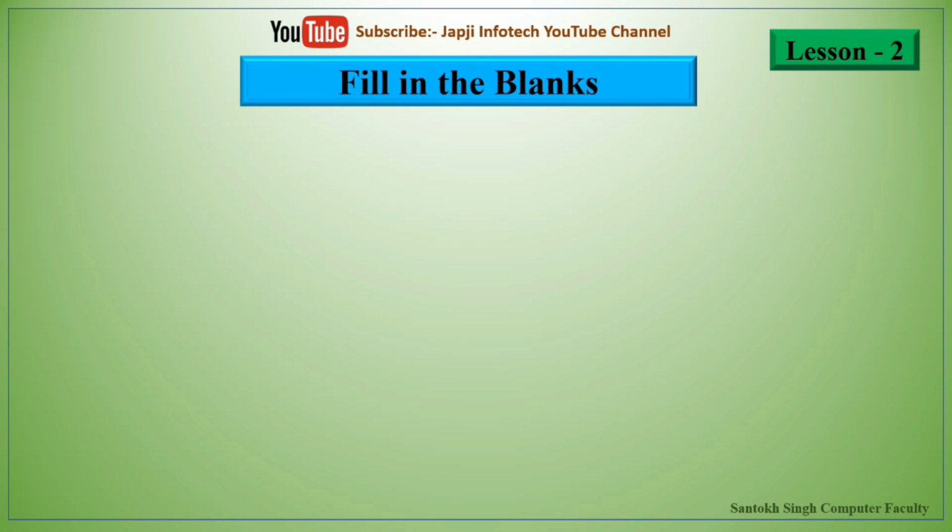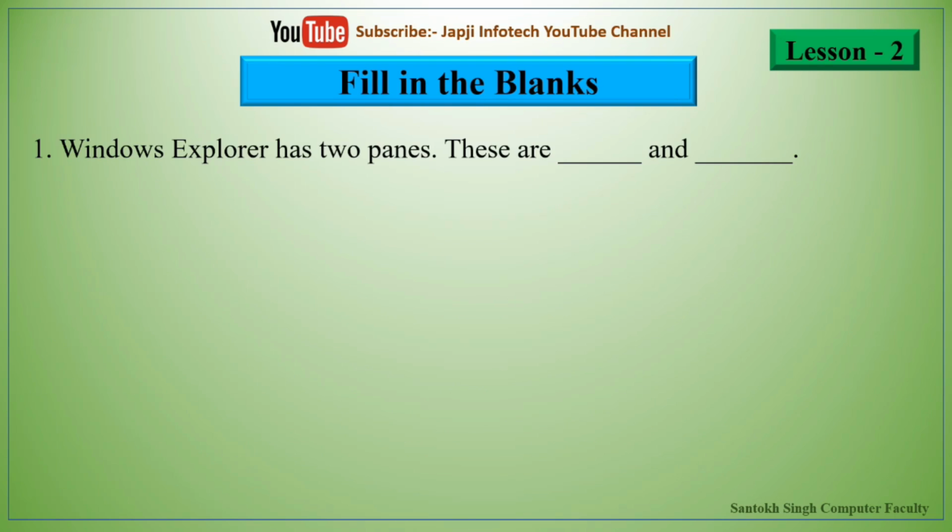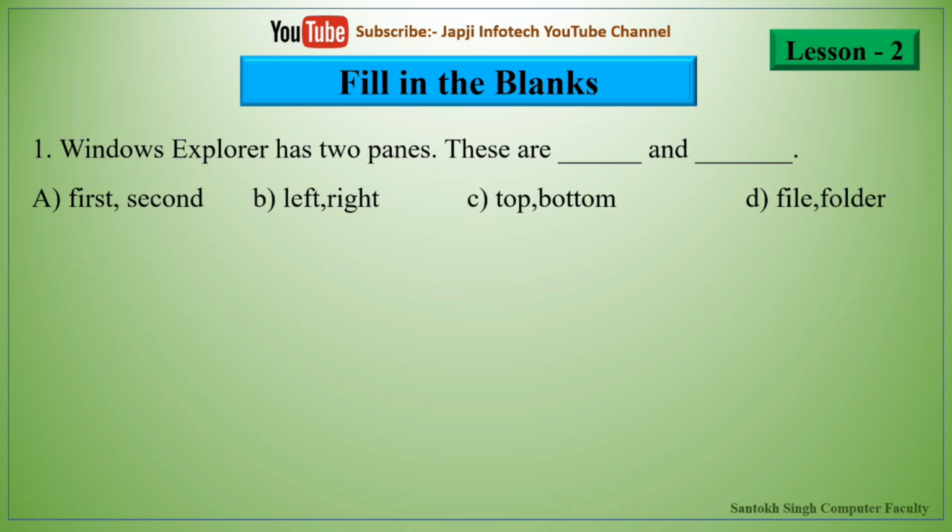So now we will learn about the fill in the blanks of lesson 2. Our first fill in the blank is: Window Explorer has 2 panes. These are dash and dash. The options are first, second, left, right, top, bottom, file or folder. So our right answer is: Window Explorer has 2 panes. These are left and right.